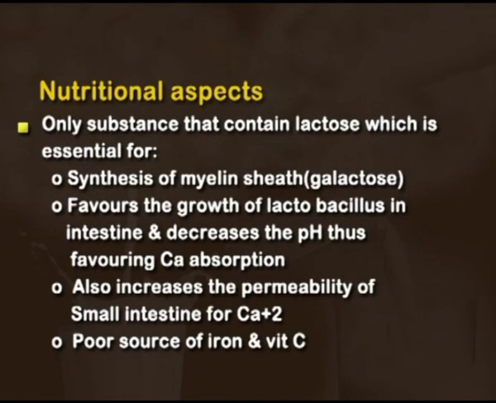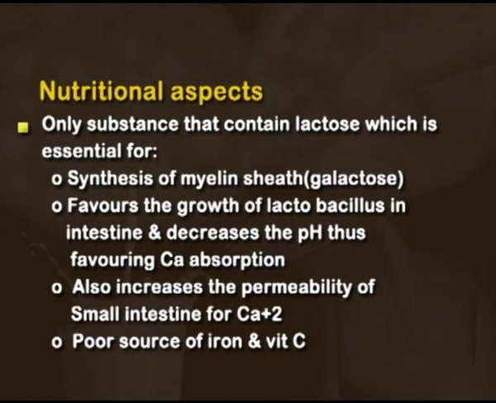Now, it is the only substance that contains lactose, which is essential for the synthesis of the myelin sheath because of the presence of galactose in its composition. This lactose also favors the growth of lactobacillus in the intestine, and it decreases the pH, thus favoring the absorption of calcium much better from the intestines. It also increases the permeability or the transfer of the small intestine for calcium ions.